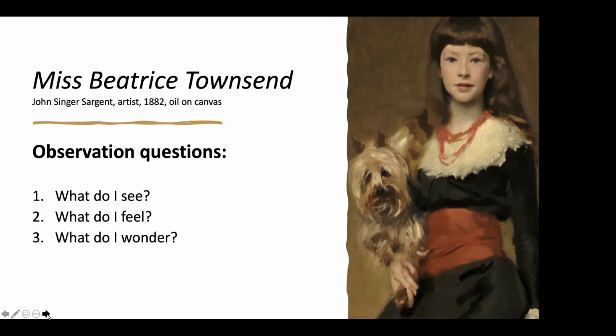Take a close look at the portrait. What details do you notice? It can be helpful to ask, what do I see? What do I feel? And what do I wonder? So when I look at Miss Beatrice Townsend's portrait, for me, I see the stark contrast of her red sash and her necklace compared to the black and white dress. I also see her very direct gaze, which makes me feel like she is challenging me or even daring me in some way. And I wonder why the only other detail in the painting is her dog, and I wonder what her dog's name is.